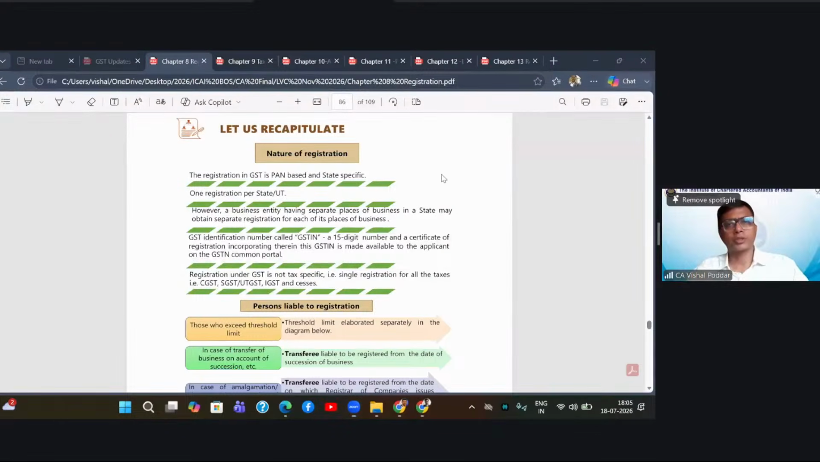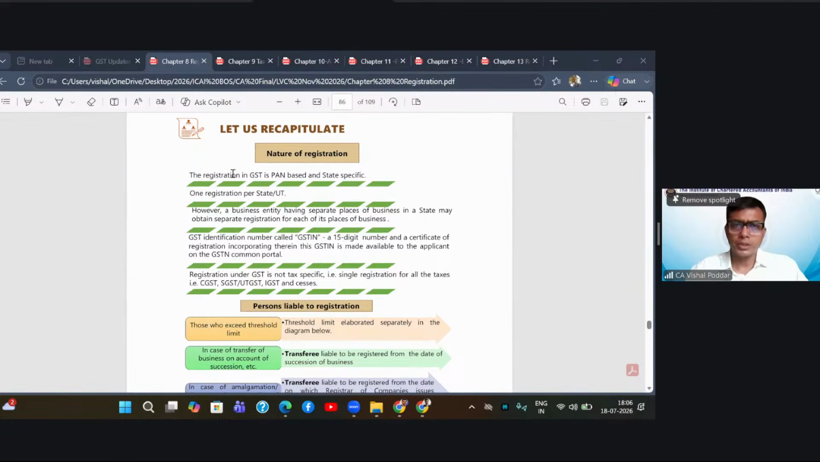Now, when we talk about registration, what are the key aspects that you need to remember? First, as you know, in GST, the registration is PAN-based, but it is state-specific, which means that your 15-digit registration number is based on your PAN number. So it links the legal entity with the PAN so that there can be a cross verification of income tax with GST and with all other areas wherever the income tax is fetching data from.